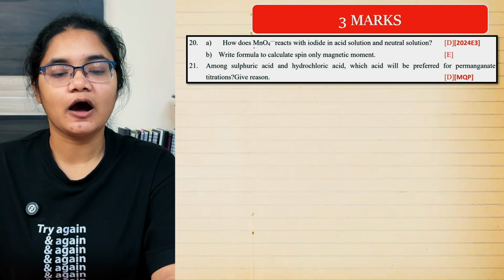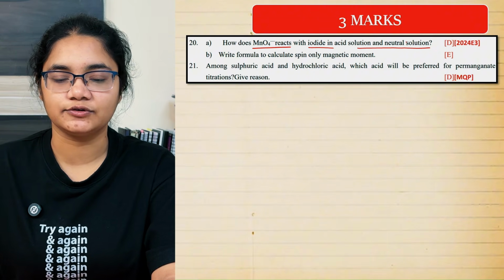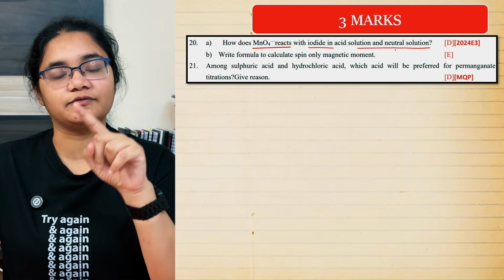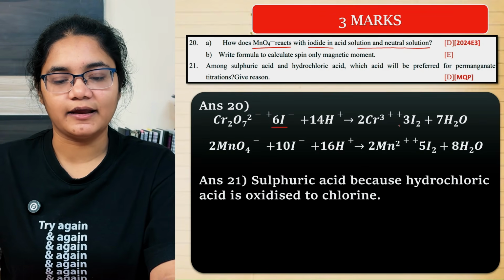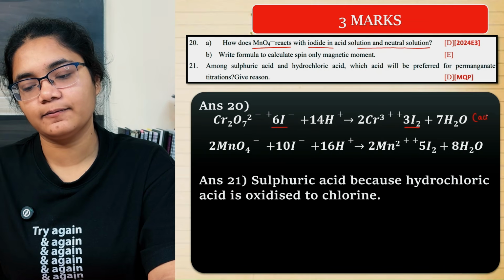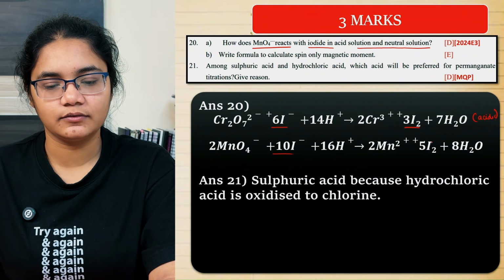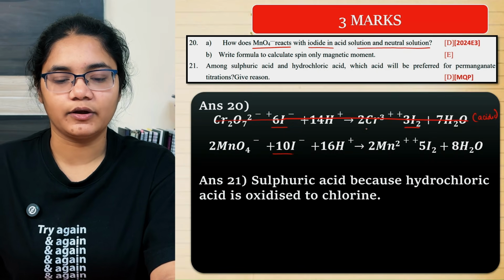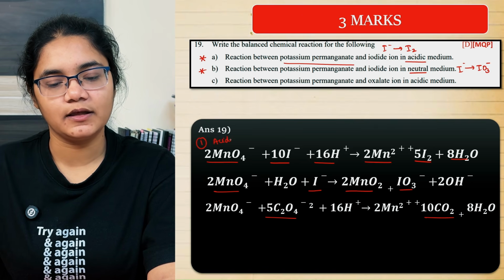Next, question number 20. How does MnO4- react with iodide ion in acidic solution and in neutral solution? We have already discussed that in acidic solution I- will form I2, and in neutral solution I- will form IO3-. So you have to write this reaction. I- gets converted to I2 in acidic medium. Just a minute, this one has a slight error and is not there. You have to write this particular reaction: this one is for the acidic medium, and this one is for the neutral medium.